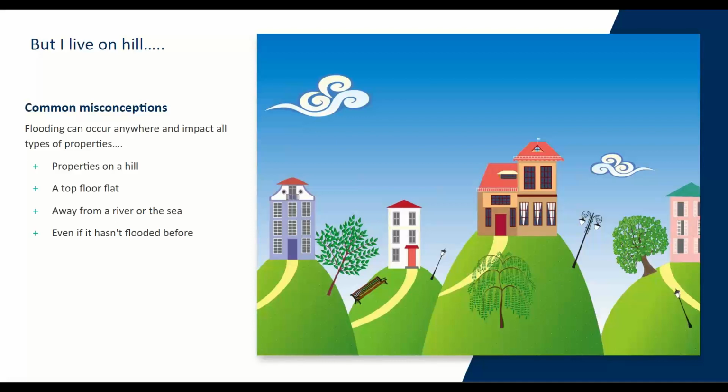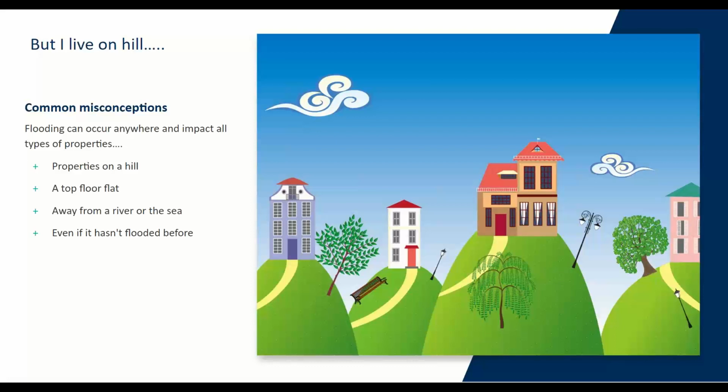Surface water is of course caused by rainfall, and groundwater is water that rises above the ground from the aquifers that sit underneath us. You can of course be impacted if you live on top of a hill. That tends to be things like surface water runoff.